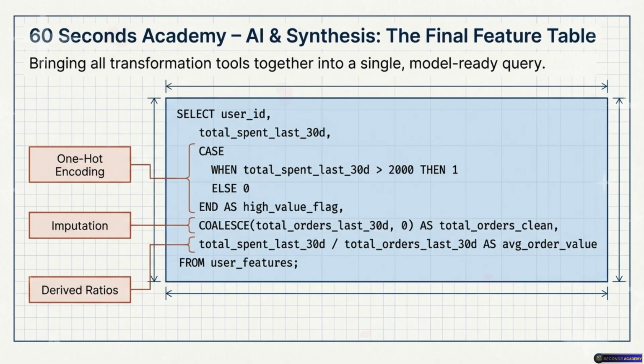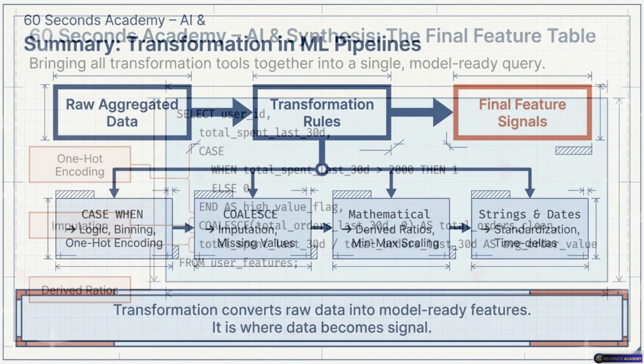Next, we handle the messy reality of the real world. COALESCE(total_orders_last_30_days, 0) AS total_orders_clean. The voids are filled. And finally, we forge the super signal: total_spent divided by total_orders as average_order_value. All of those mechanisms exist in one beautifully structured, consistent query that outputs a perfectly clean, model-ready mathematical matrix. It really is the culmination of the entire feature engineering pipeline. The raw data has been fully refined.